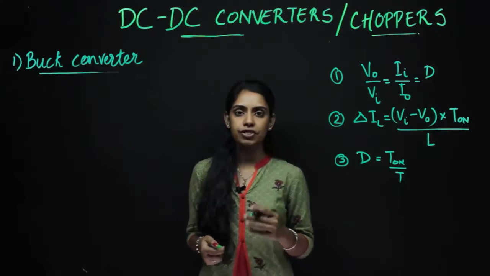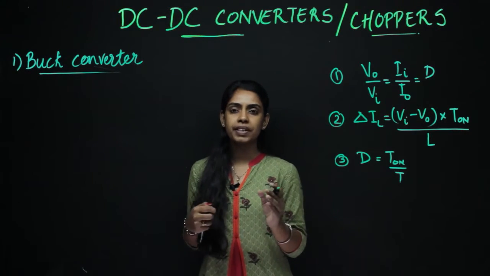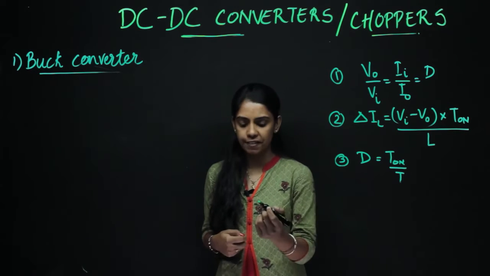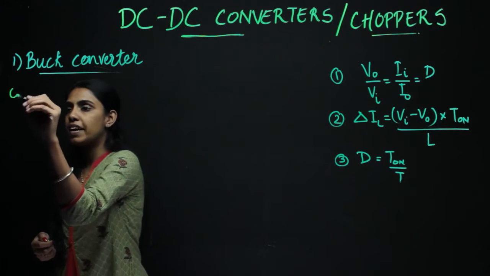We'll now start with the next question, question 5. This will be the last numerical that we consider for buck converter. Then we'll move on to the next converter, which is a boost converter. So question number 5.